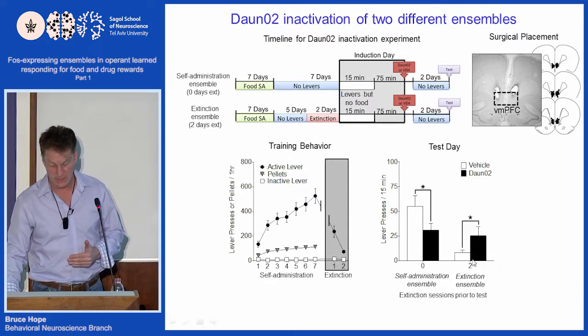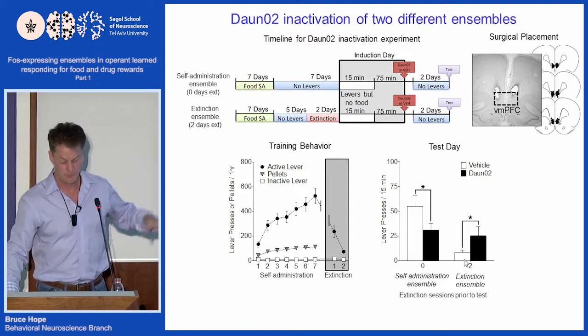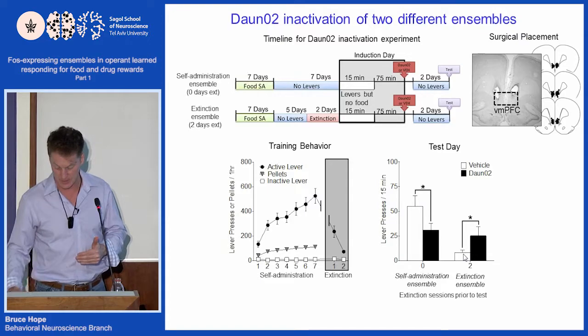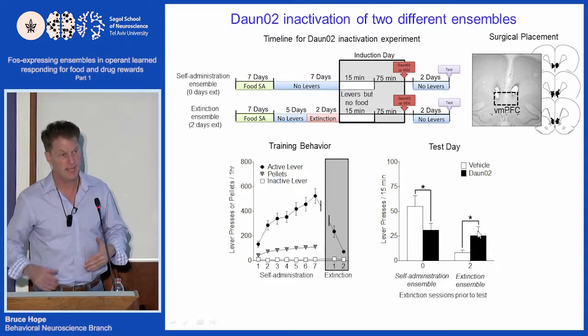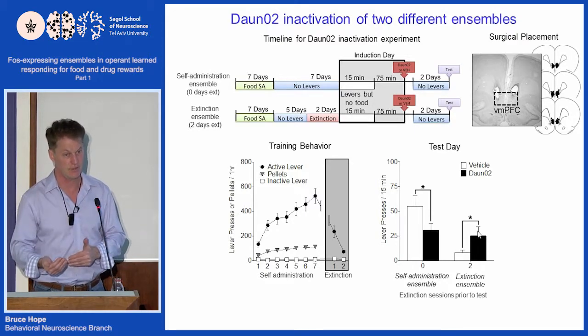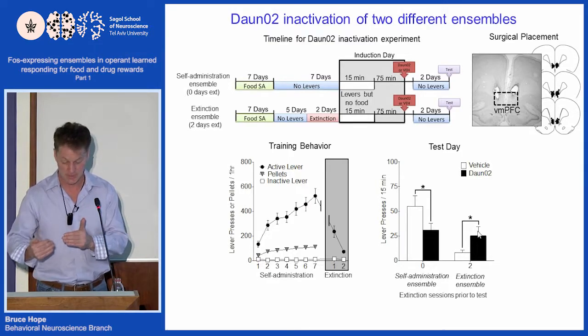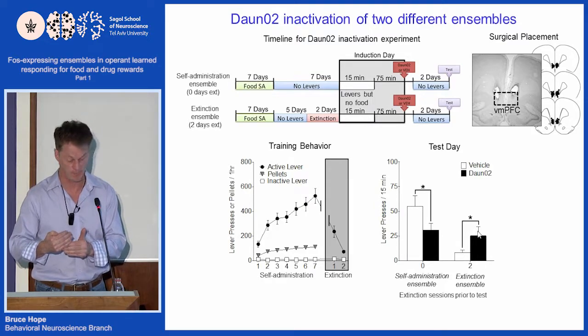Now, in the very same brain area where we injected Daun02, if the animals were exposed to 2 days of extinction and then later on you try to kill off the neurons when they were reactivated, what you get on test day is an increase in pressing for that lever. That's removing that extinction ensemble increases their lever pressing. Okay. It did not have to work that way, but it seems in this case that the extinction ensemble in this particular brain area is somehow actively repressing the self-administration ensemble.